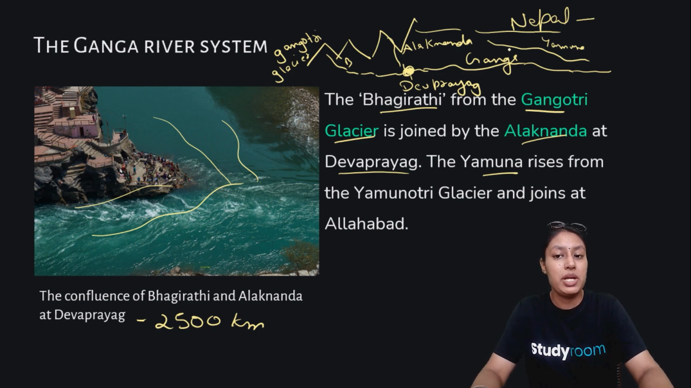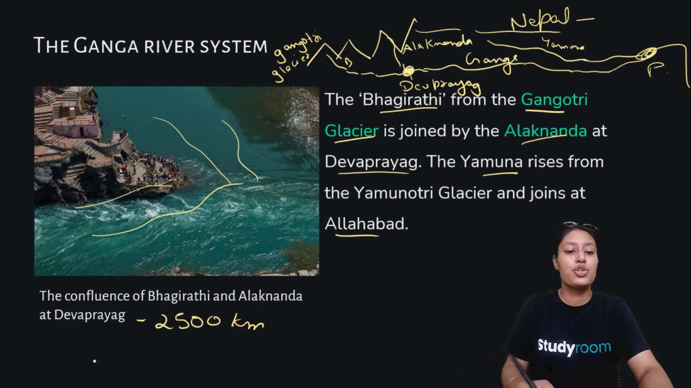For a very major route, Ganga and Yamuna flow parallelly, and then they meet at a point called Prayagraj. Okay, so they meet at a point called Prayagraj, which is in Allahabad.